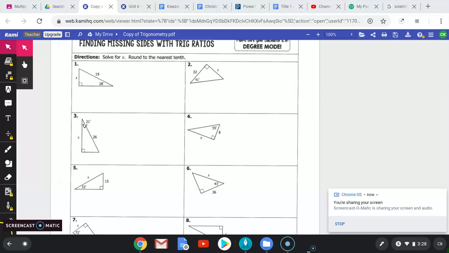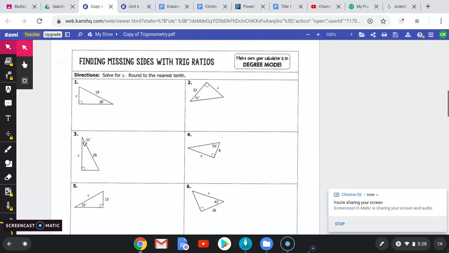In this video, we're going to be looking at how we find missing sides using the trig ratios that we just talked about. So we're still going to have to know the different trig ratios. We're going to need to know SOHCAHTOA. The sine is opposite over hypotenuse, cosine is adjacent over hypotenuse, and tangent is opposite over adjacent.